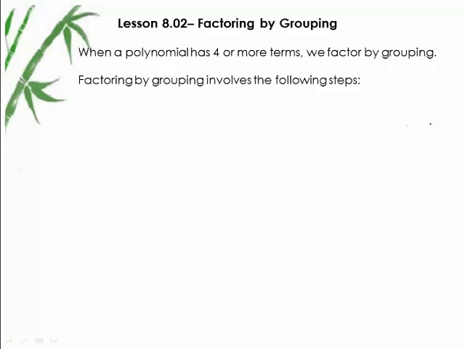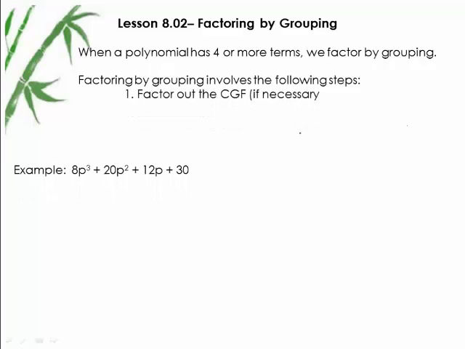So factoring by grouping involves the following steps. First, we factor out the greatest common factor if necessary. So far I have an 8, a 20, a 12, and a 30. Each of these will divide by 2. I do not have p's in every term, so I can only factor out the 2. That leaves me with 4p to the third plus 10p squared plus 6p plus 15.